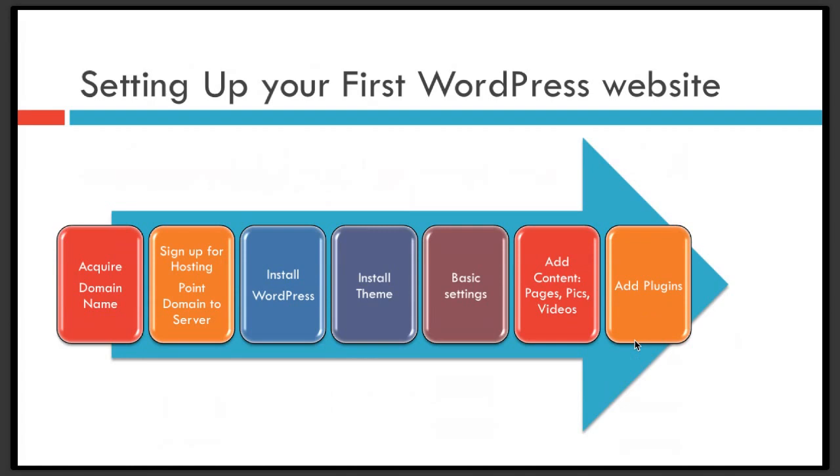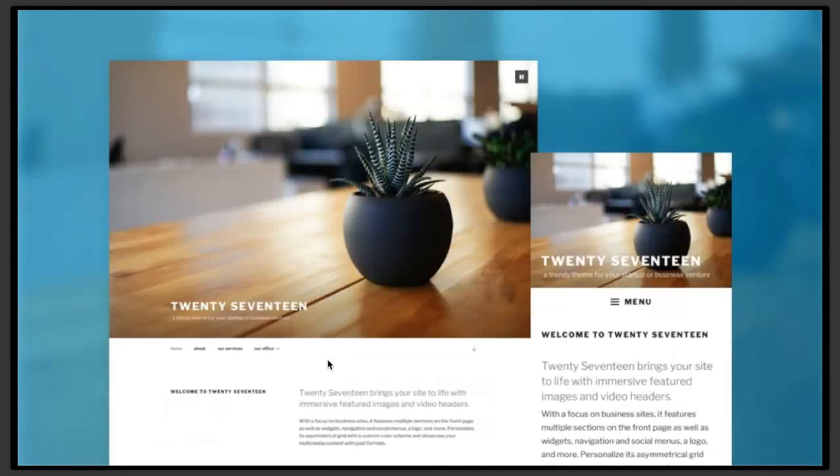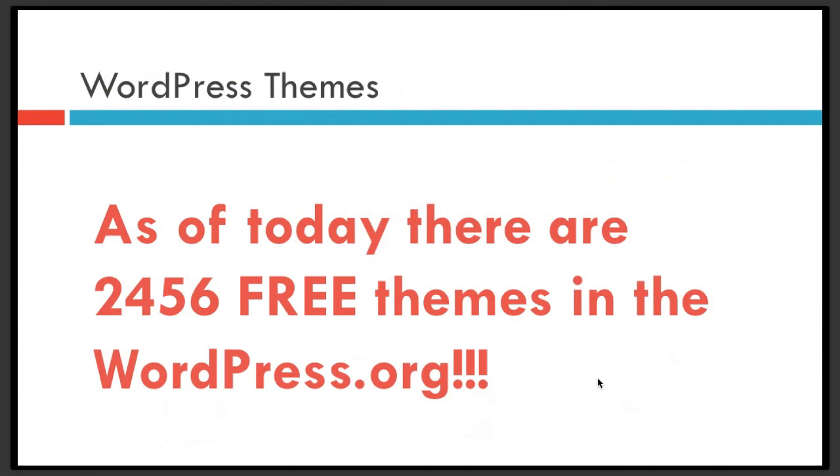So we are not going to talk about any of these today apart from the install theme. And why is that important? So when you finish installing the WordPress software, you usually end up with the default WordPress template or theme, which is nowadays called 2017. This is about how it looks like. This is how it looks like on a desktop, and this is how it looks like on a mobile device. But then what if you don't want this theme?